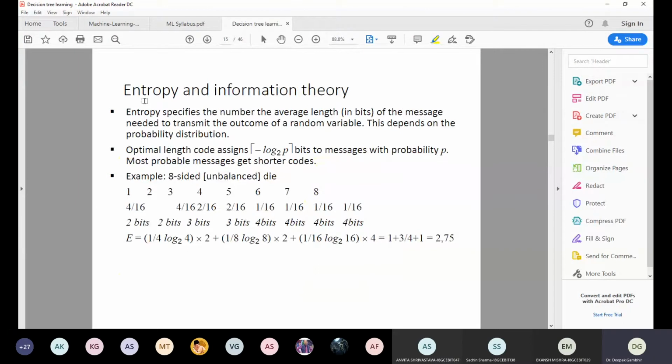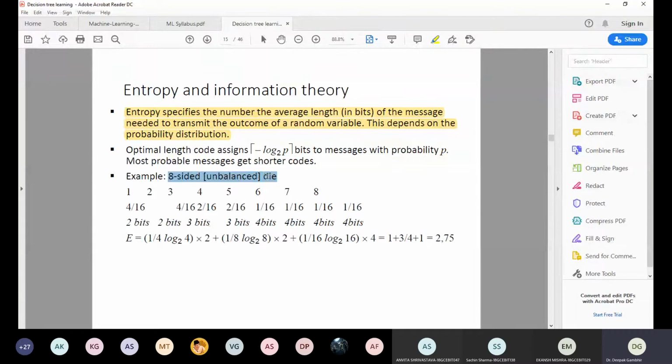Entropy in decision trees is the same thing that we have already read in information theory. Entropy specifies the average length of message needed to transmit the outcome of a random variable. This depends on the probability distribution P. We have already seen this in Huffman coding, in which we tried to find the entropy, in your previous syllabus where we studied information theory.